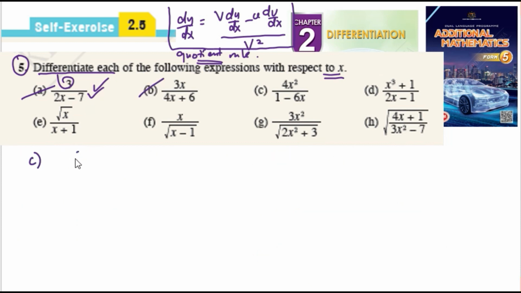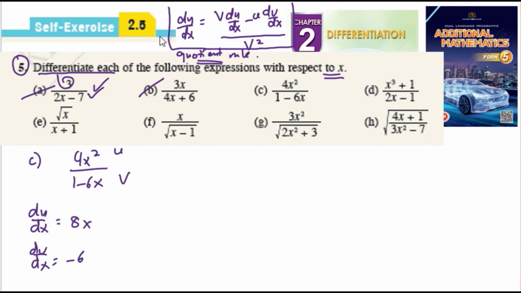So 4x squared divided by 1 minus 6x. This one is u, this one is v. So du over dx is equal to, when we differentiate 4x squared, we bring the power forward, so we multiply with 4, we get 8x. And then x is power of 2. Can you see when we differentiate, we minus the power with 1, right? So x power of 2 will become x. So dv over dx is equal to, 1 we get 0, negative 6x we will get negative 6.